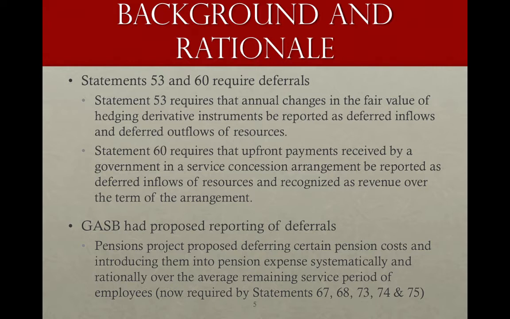GASB was also working on its pension standards at this time and had proposed, and ultimately required, in Statements 67 and 68, and then in 73, 74, and 75 when it took on OPEB, as you learned in the first unit, to defer certain of the changes in the net pension liability from period to period and report those in pension expense or OPEB expense, as the case may be, over a certain period, either the average remaining service period of the members of the plan or a 5-year closed period.